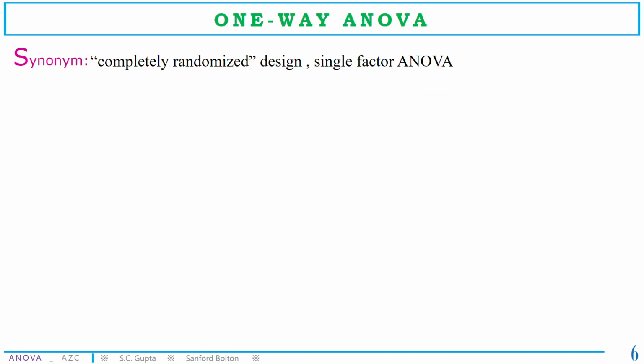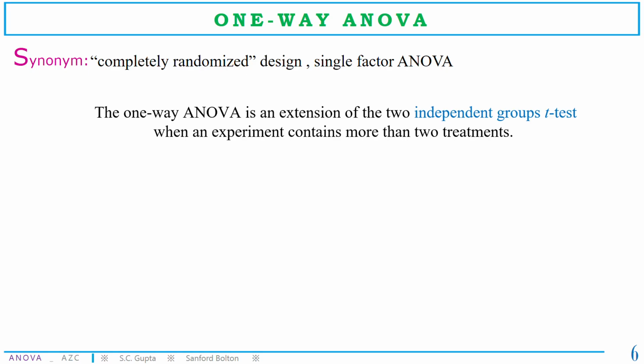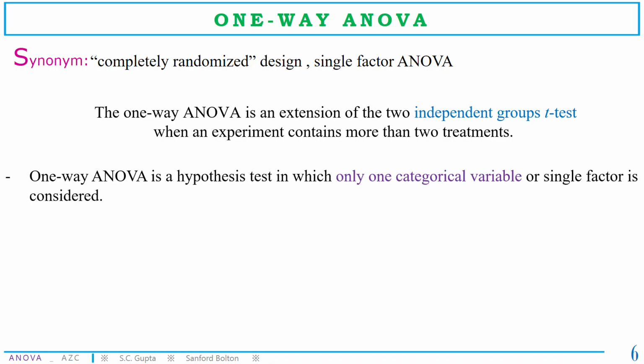One-way ANOVA. Synonym is completely randomized design or single-factor ANOVA. The one-way ANOVA is an extension of the two independent groups t-test when an experiment contains more than two treatments. One-way ANOVA is a hypothesis test in which only one categorical variable or single factor is considered.